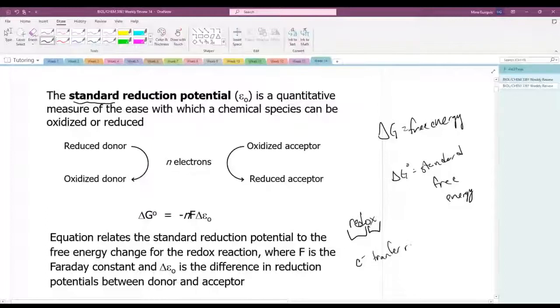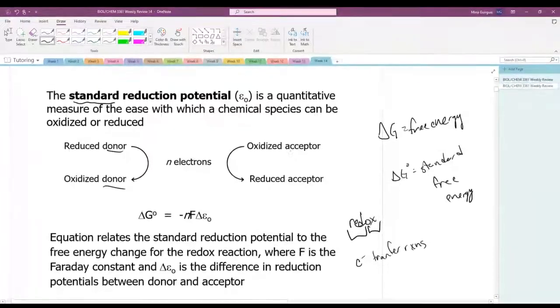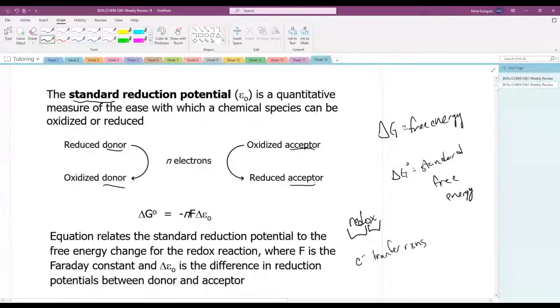Now, why this is important is reduction is a decrease in oxidation state. In other words, it's accepting more electrons. Where is it getting those electrons from? From the oxidized donor. So as you see here, we call them donors and acceptors. That's one term for it. I call it the species that gets reduced, the species that gets oxidized. All of these are acceptable terms.